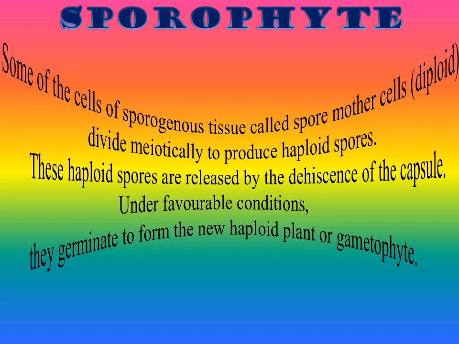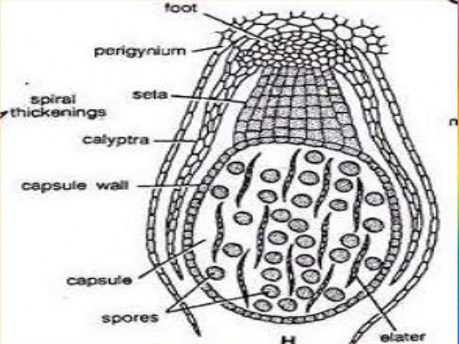Some of the cells of sporogenous tissue, called spore mother cells, which are diploid, divide meiotically to produce haploid spores. These haploid spores are released by the dehiscence of the capsule. Under favorable conditions, they germinate to form the new haploid plant or gametophyte. This is the structure of sporophyte. You can see here foot, seta and capsule clearly.